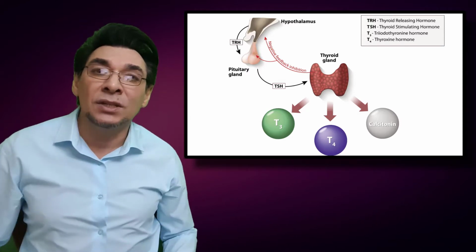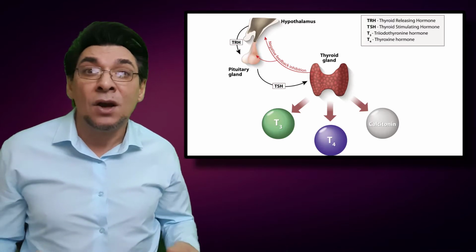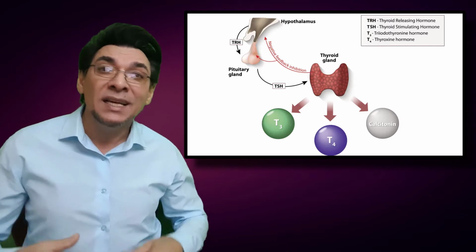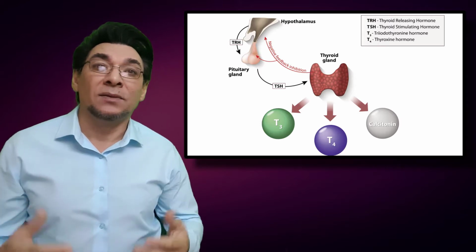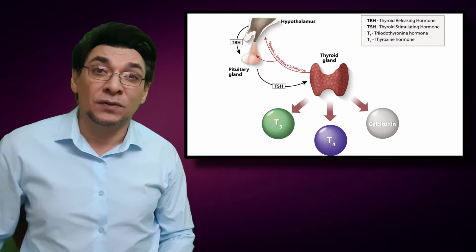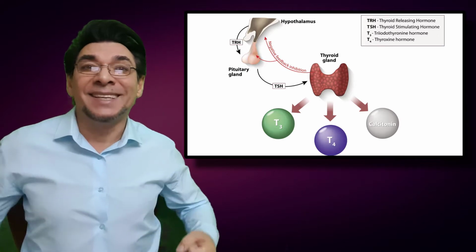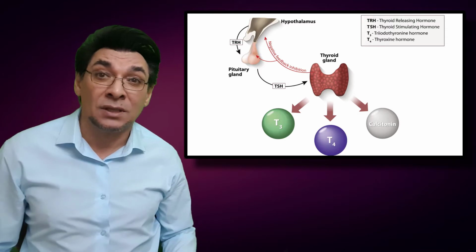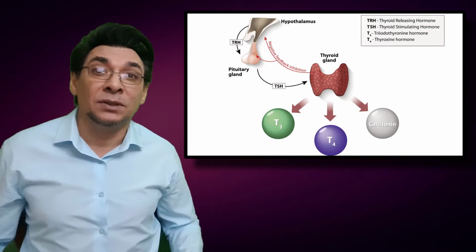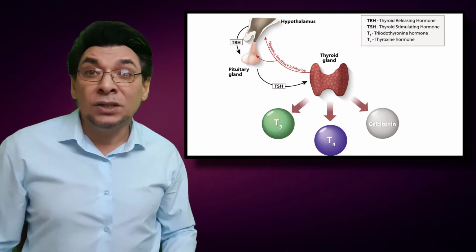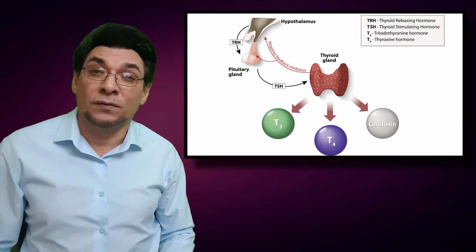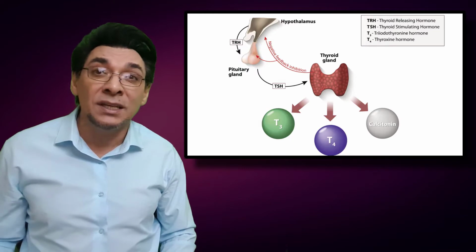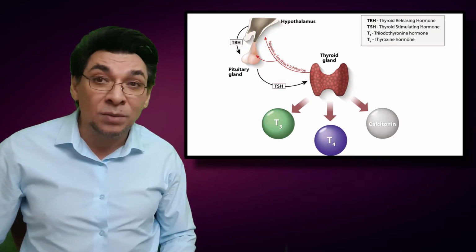Small fluctuations in blood TSH levels occur on a daily basis, with a small increase at night. Increasing blood levels of TSH increase the synthesis and release of thyroid hormones from thyroglobulin. Decreasing blood levels of TSH decrease the synthesis and release of thyroid hormones.